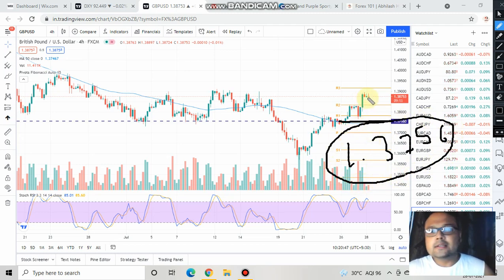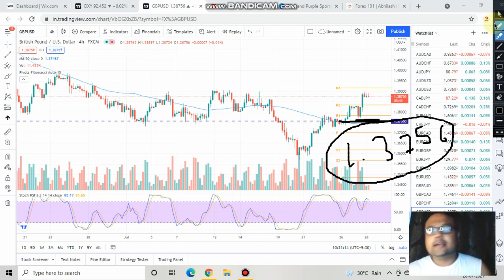So in case there is a fall in the market or selling pressure in the market, then again you can expect that you will get a good position to buy at this level. So in case you get GBP USD at this price level, then definitely it's a buy call. Definitely it's a buy call at the 1.3756 level.